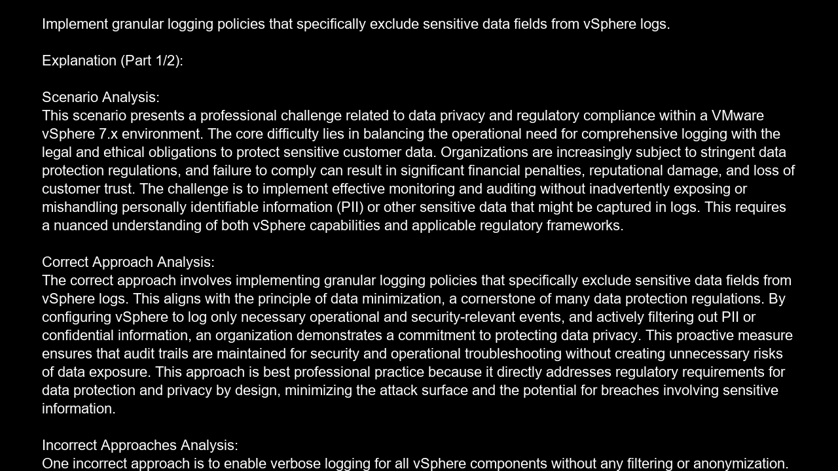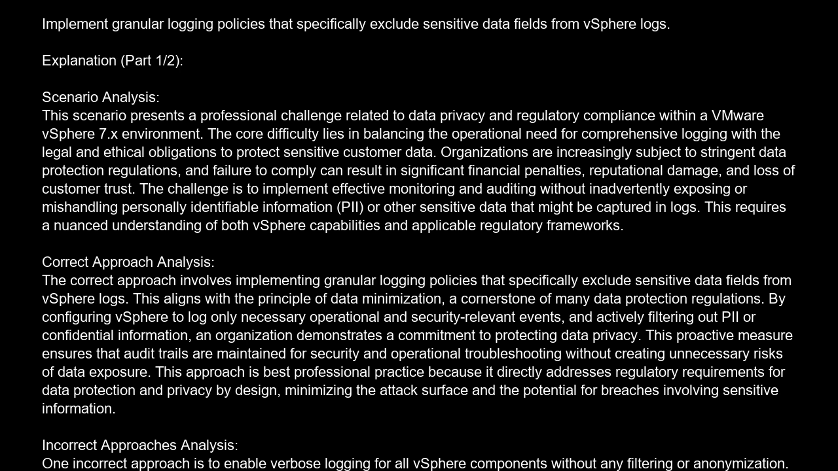Organizations are increasingly subject to stringent data protection regulations, and failure to comply can result in significant financial penalties, reputational damage, and loss of customer trust. The challenge is to implement effective monitoring and auditing without inadvertently exposing or mishandling personally identifiable information, PII, or other sensitive data that might be captured in logs. This requires a nuanced understanding of both vSphere capabilities and applicable regulatory frameworks.